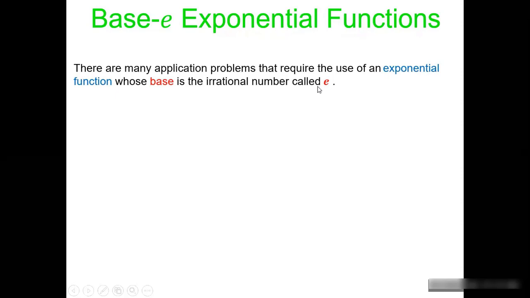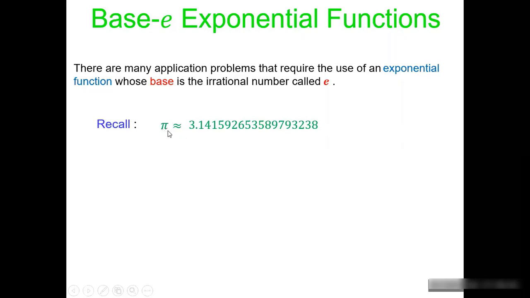So there's a lot of application problems in this world that require us to use an exponential function where the base is this irrational number. Now I know that many have already heard of pi. Pi is an irrational number that has to do with the circumference of a circle in comparison to its diameter. And we've probably memorized that the value of pi is approximately 3.14. But it's actually this irrational number that never ends. It has an infinite number of decimal places.